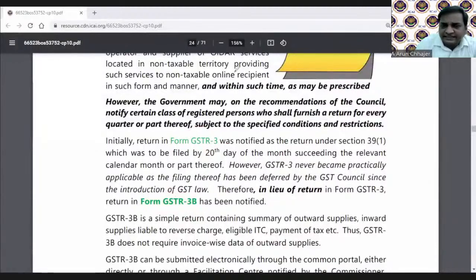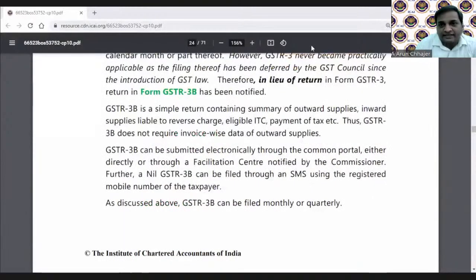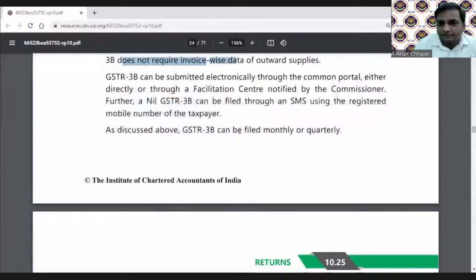GSTR 3B contains the details of outward supply, inward supply, reverse charge, ITC, payment of taxes, etc. Please note, we are not required to give the detail invoice-wise. We need to give the summarized detail. 3B can be submitted electronically through the common portal, or it can be filed through SMS if it is a nil return.